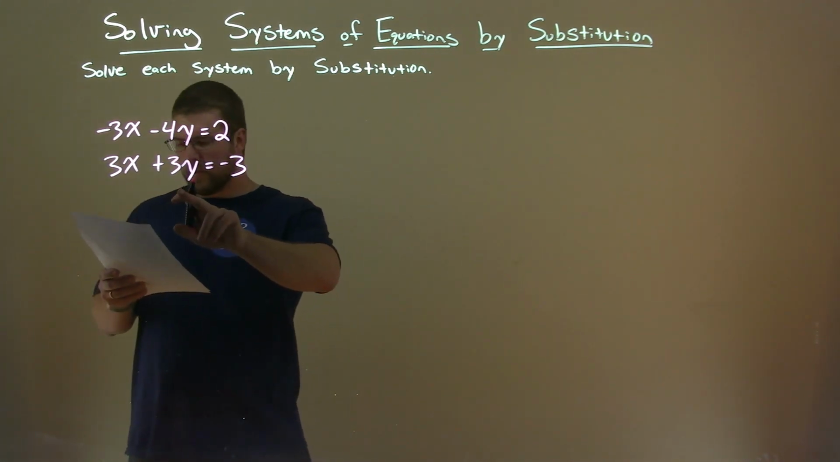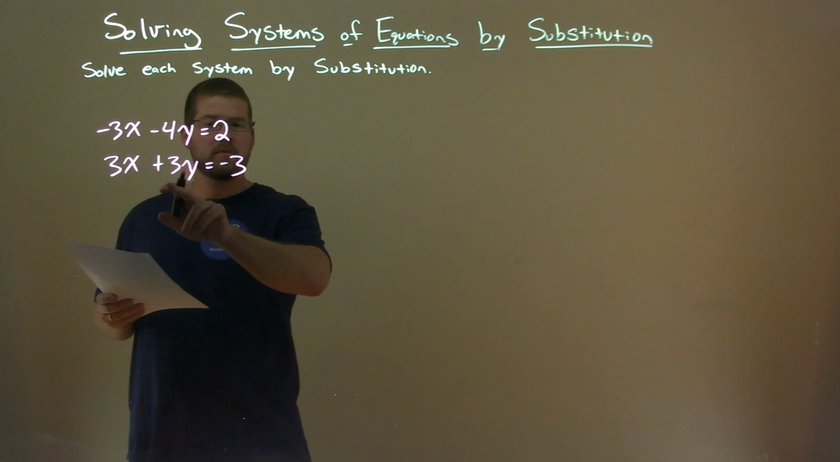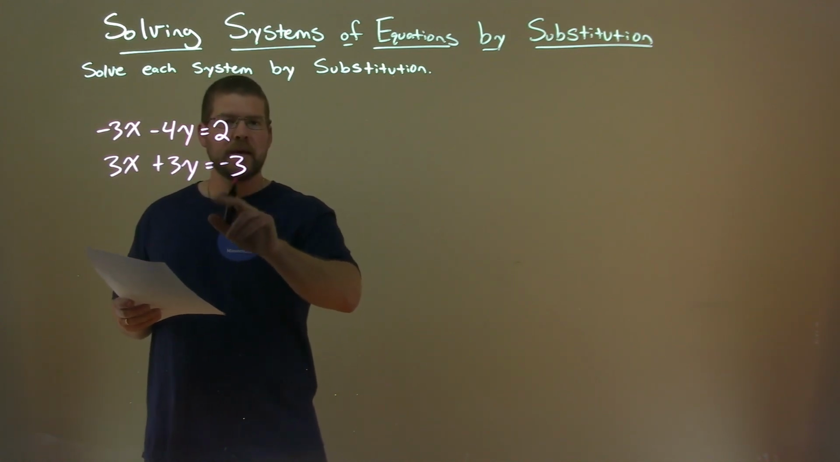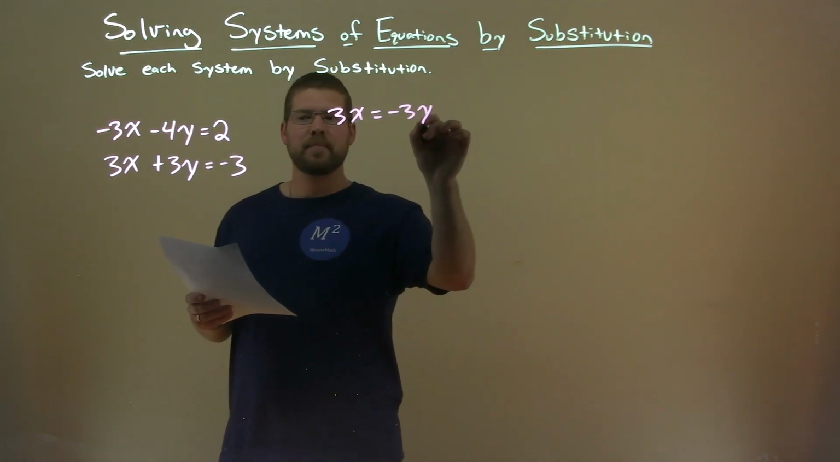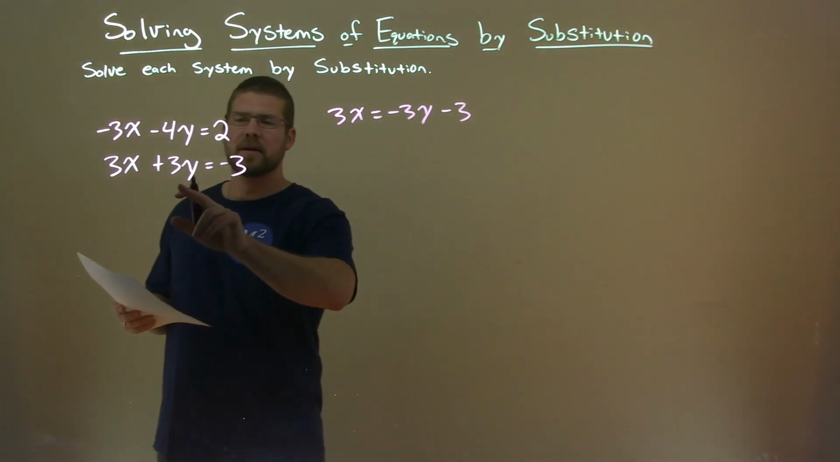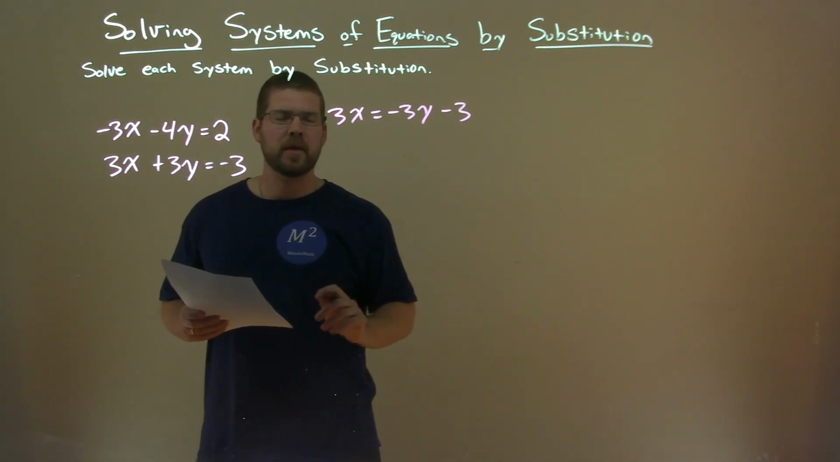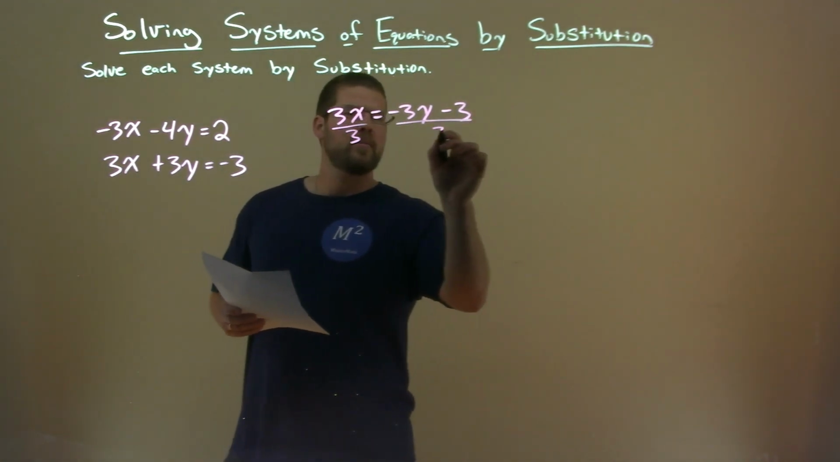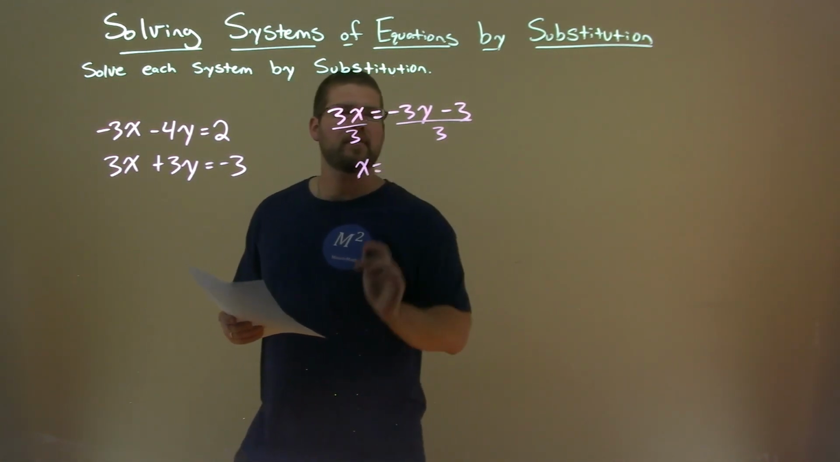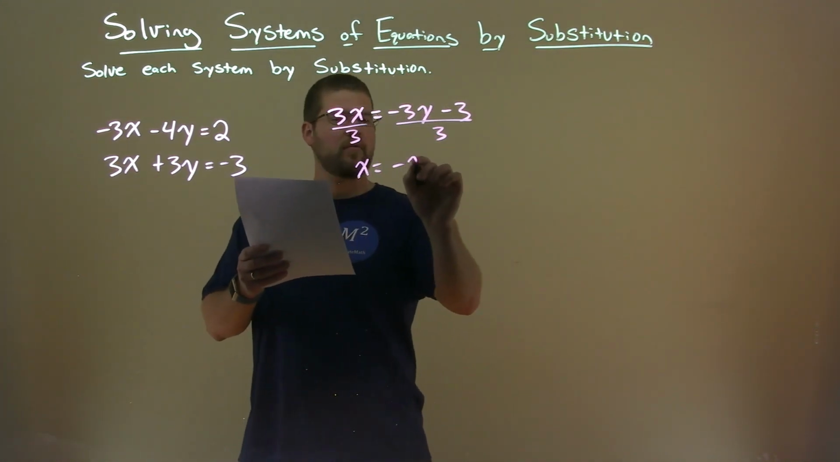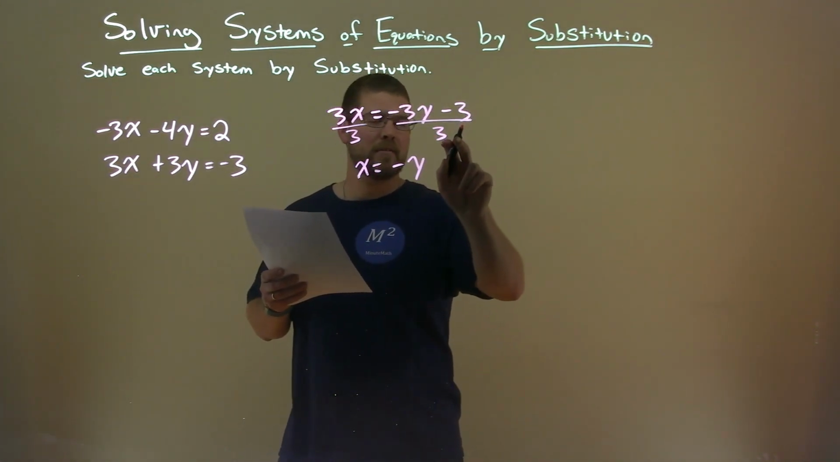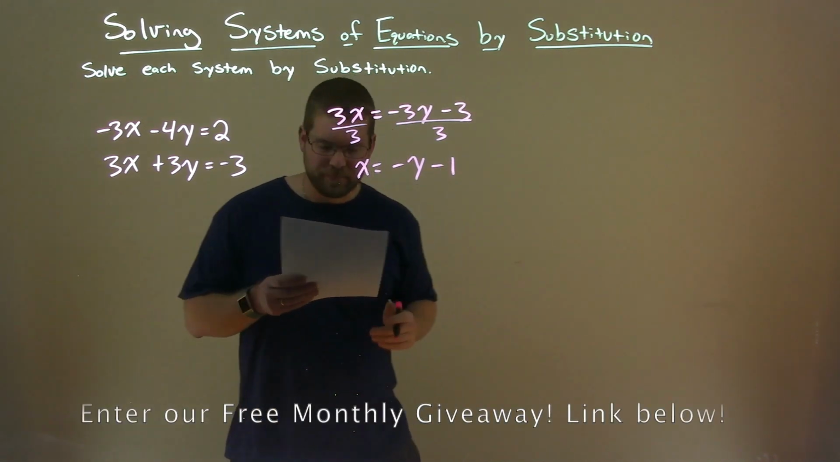So what I'm going to do is I'm going to try to get x by itself here. So I'm going to subtract a 3y from both sides. That gives us here 3x equals a negative 3y minus 3. I then can divide both sides by 3, and now x is by itself. Negative 3 divided by 3 is a negative 1, so we have a negative y here, and negative 3 divided by negative 3 is a negative 1 there.